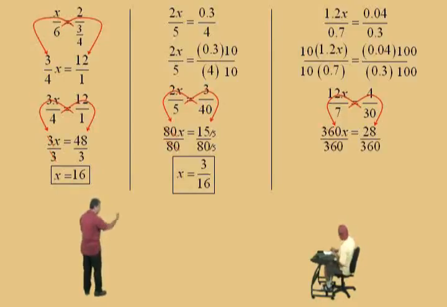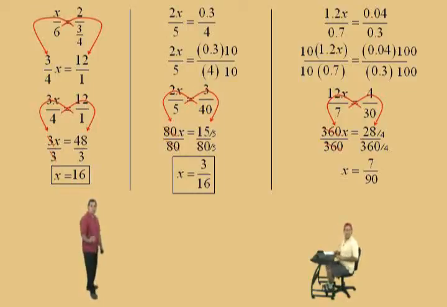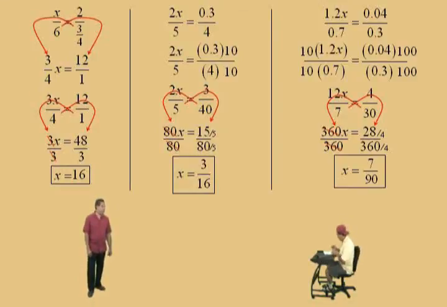Divide both sides by 360. That's right. And so we get x equals, divide top and the bottom by 4. What's 28 divided by 4? 7. And 360 divided by 4? 90. 90, because 36 divided by 4 is 9. So 360 divided by 4 is 90. And that's our answer. Whew, that was a tough one.